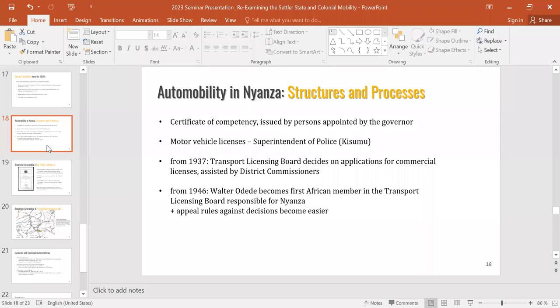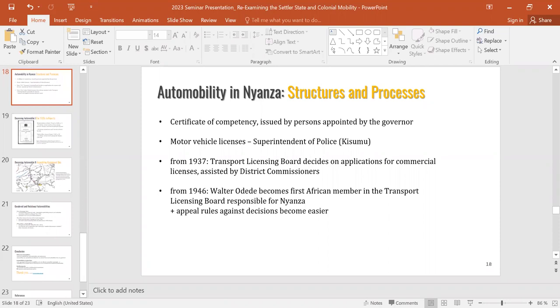So let's turn now to the structures and processes of automobilities in Nyanza. In regards to driving motor vehicles, so-called certificates of competency were issued by persons appointed by the governor. Whoever sat in a vehicle with a certified driver was also allowed to drive. Any magistrate or police officer from the rank of an inspector could check those driving for their certificates. Additionally, owners of motor vehicles needed to obtain a motor vehicle license, which had to be renewed regularly. In 1920s Kisumu, this fell under the duties of the superintendent of police.